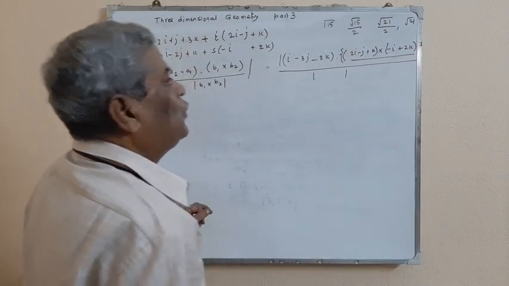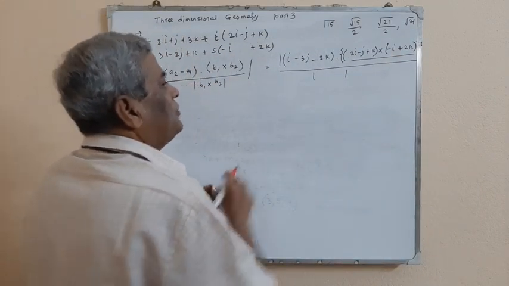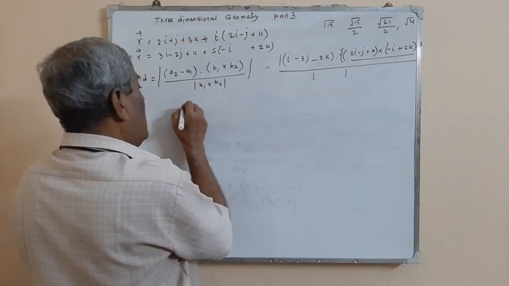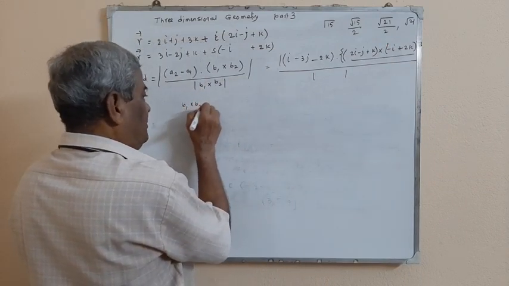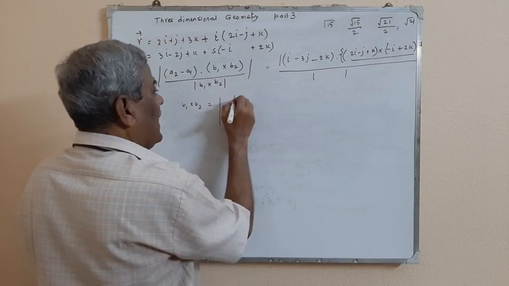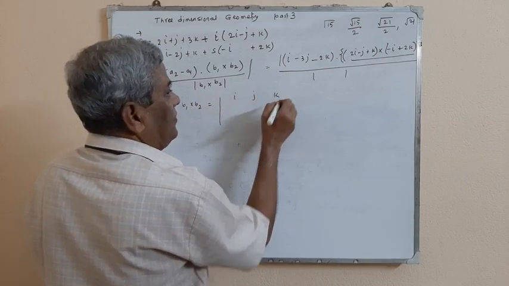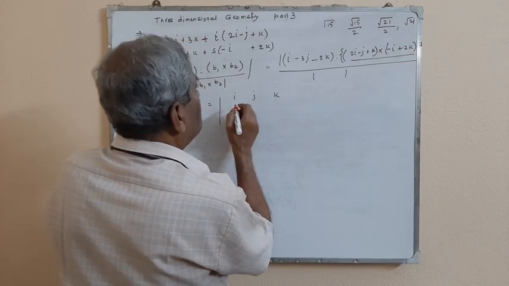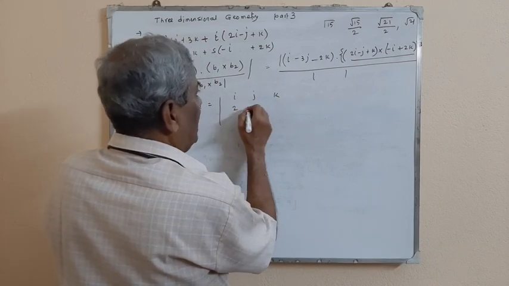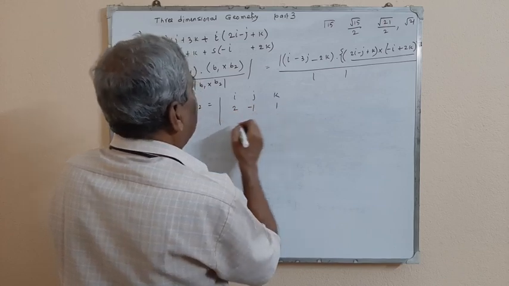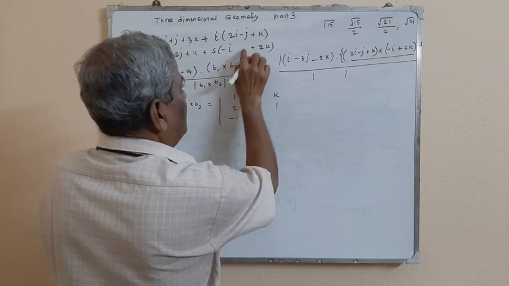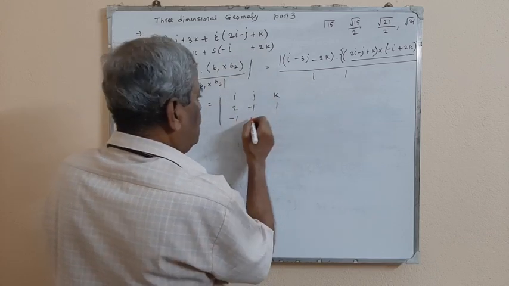So first of all, we find the cross product of this and that. It is b1 cross b2. It is equal to the determinant with i, j, k. First one is 2, minus 1, 1. And it is equal to minus 1, then 0, then 2.